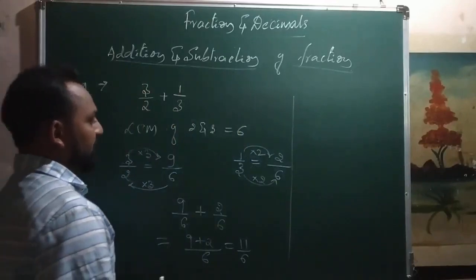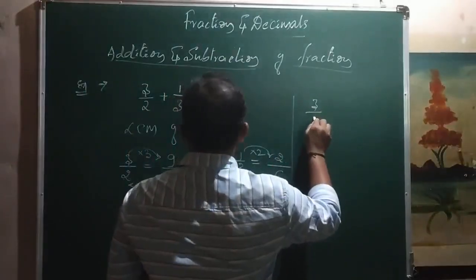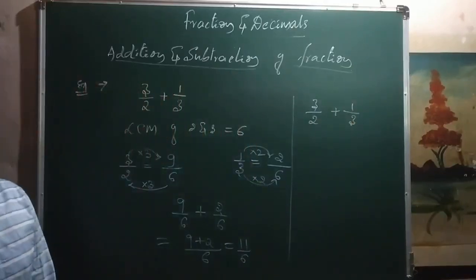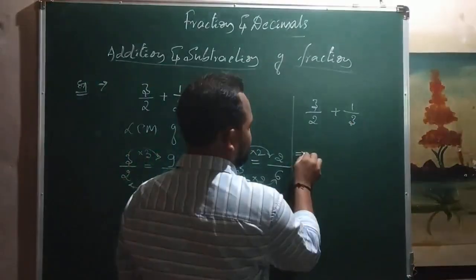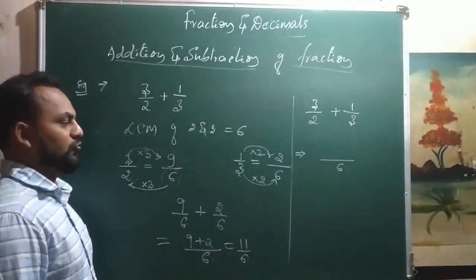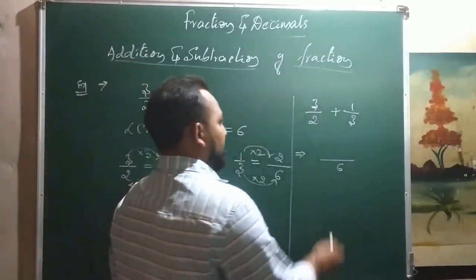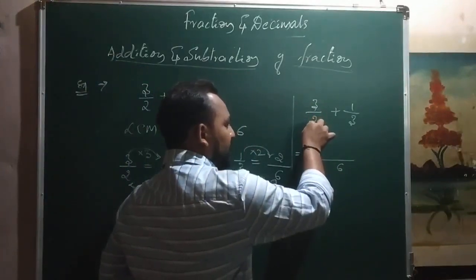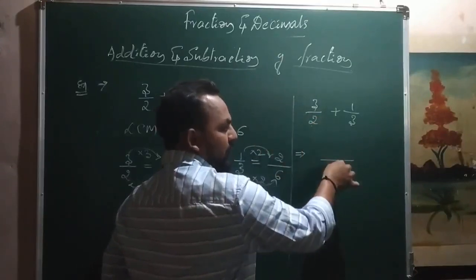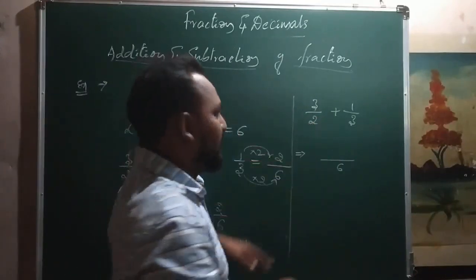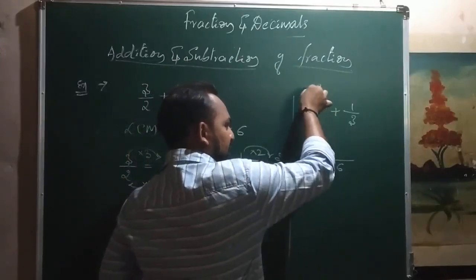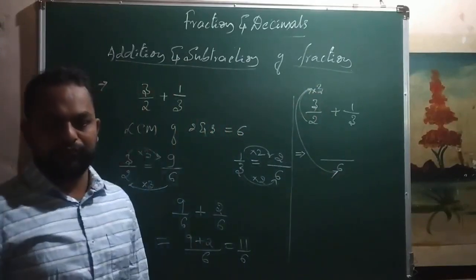Here is another method. Here 3 by 2 plus 1 by 3. Here the LCM of 2 and 3 is 6. LCM of 2 and 3 is 6. Then here, multiplied by 3. Then how to get a 6 from 2? When we multiply 2 into 3, 2 3s are 6.